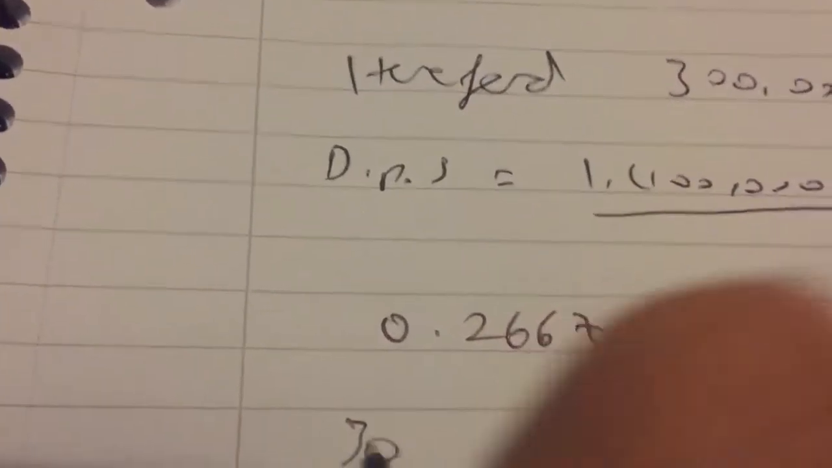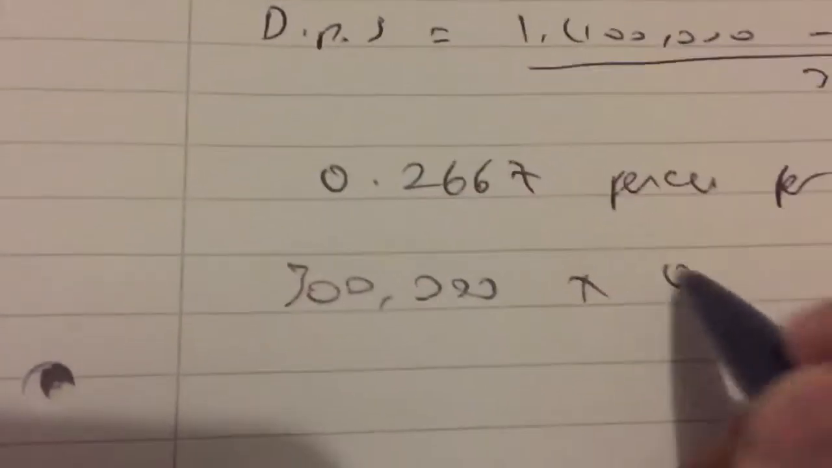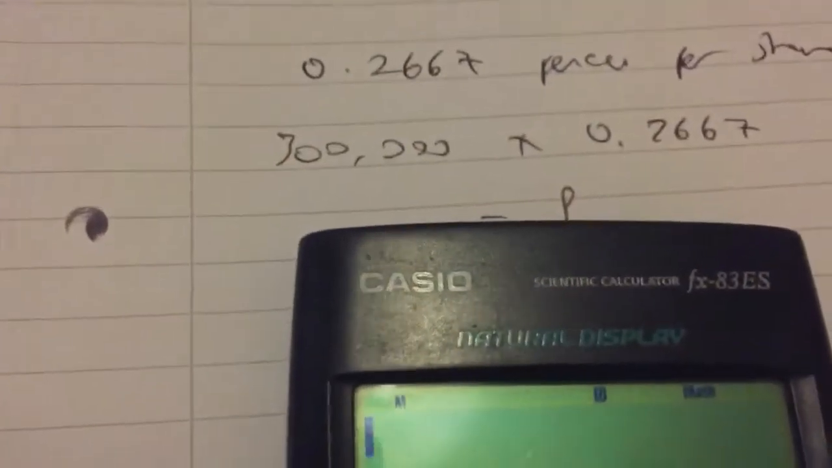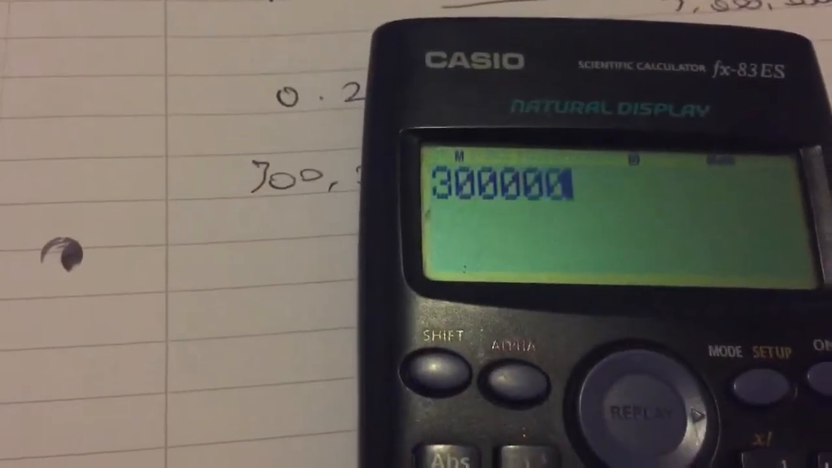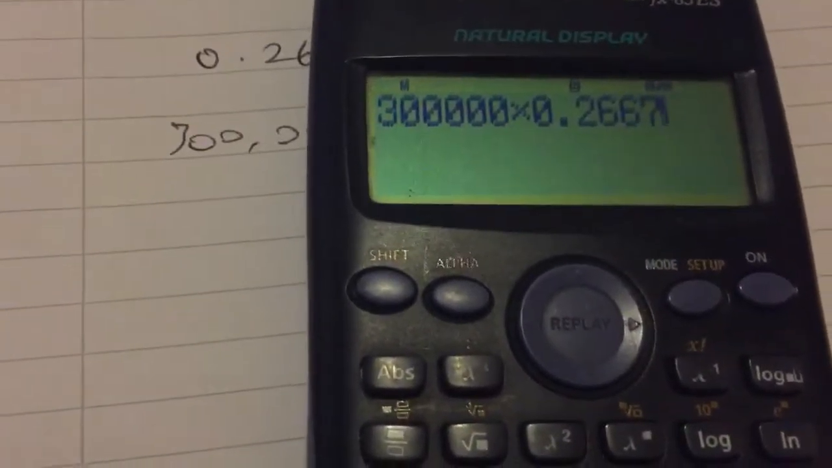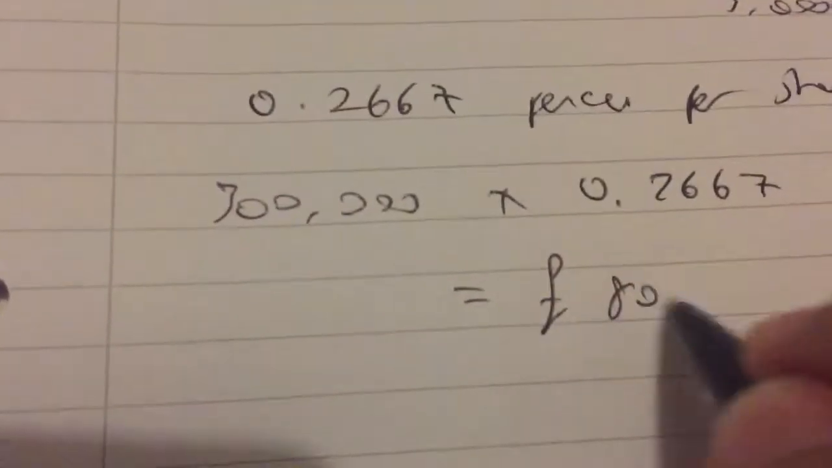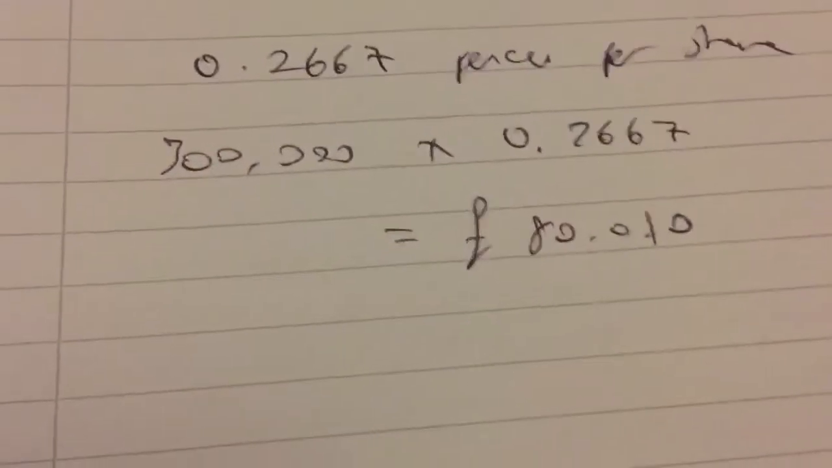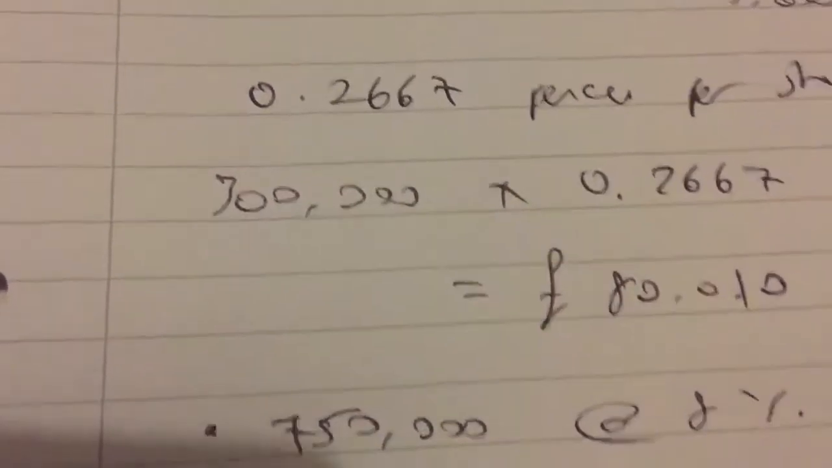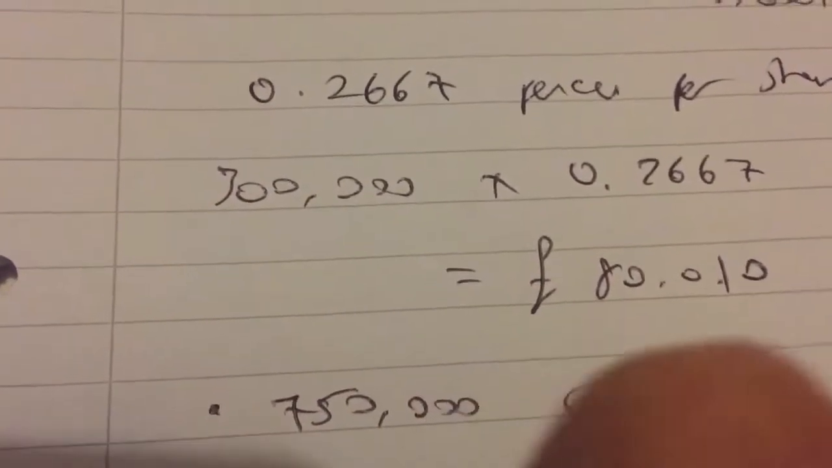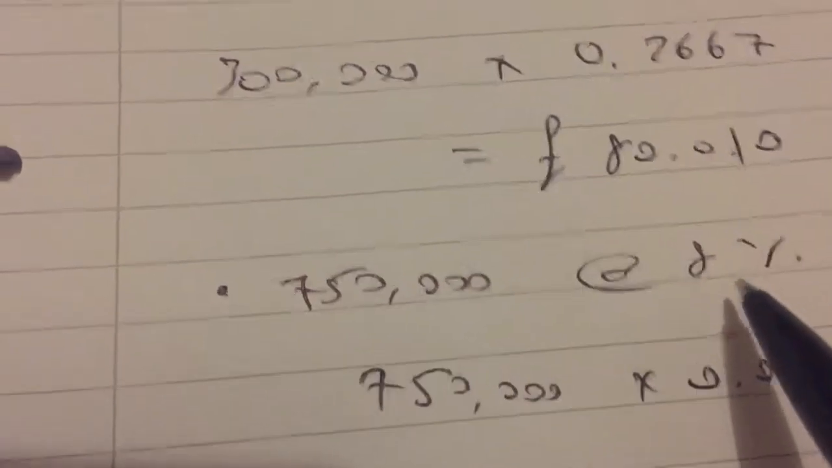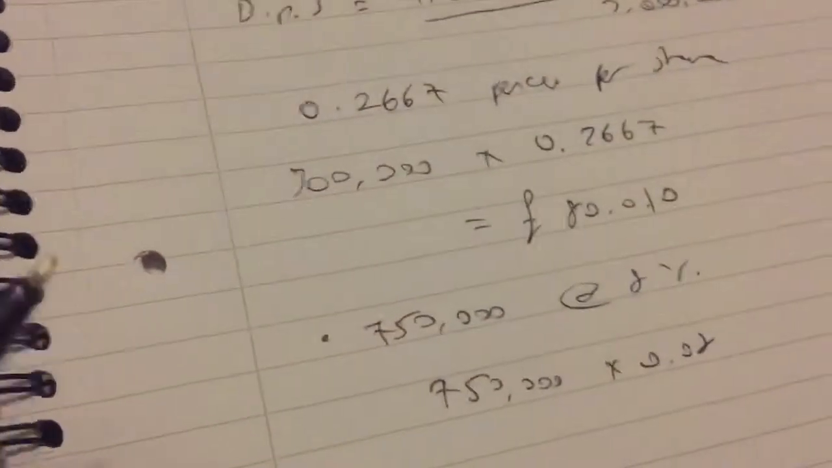So he had 300,000 shares times 0.2667 per share, which means the dividends he foregone are 300,000 times 0.2667 equals 80,010, and the cost of borrowing. So we borrowed 750,000 at 8%, which was 750,000 times 0.08. Although they didn't tell us 8%, like I said, it's just a mistake in the question, but normally in the exam they'll definitely tell you the percentage.